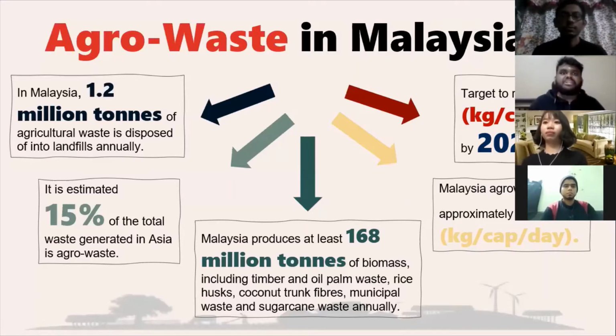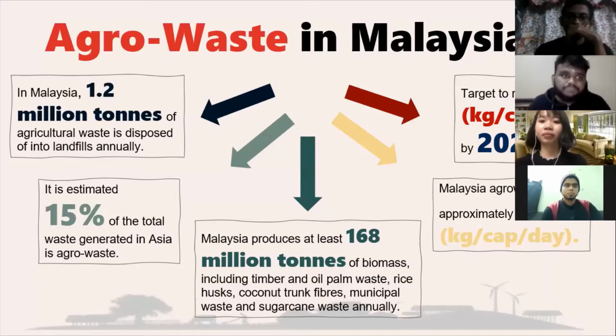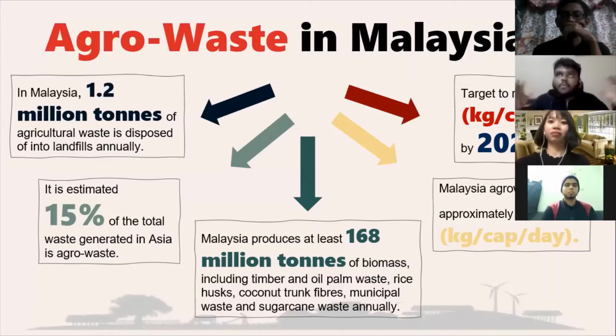Okay, so just now we already know what agro waste is, what types of agro waste there are, and why we have to dispose of agro waste in a safe way. Now we will be focusing on Malaysia. If you can see here, in Malaysia 1.2 million tons of agriculture waste is disposed of into landfills annually. Not daily, okay. Daily would be a huge problem, but annually it is also a huge problem because it's 1.2 million tons. You can imagine how much that is.